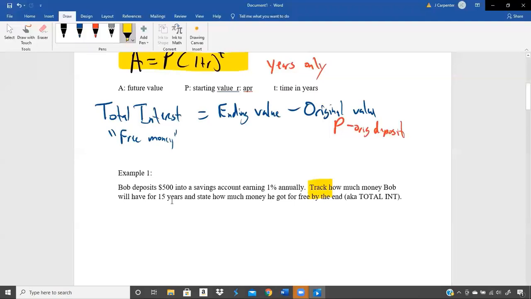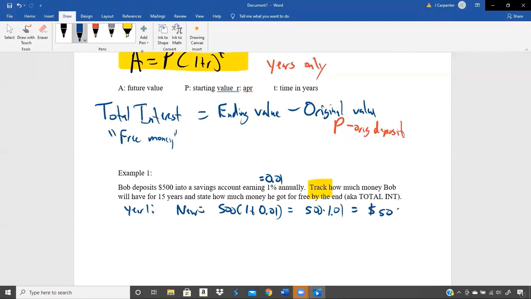Now, if this was just 2 or 3 years, I could do this by hand. So what I'm about to write down, I'm not actually going to continue to do. After 1 year, his new amount would be 500 times 1 plus 0.01. Why 0.01? Because 1% is 0.01. And that would be 500 times 1.01. 1.01 times 500 is 505. So he would have $505.